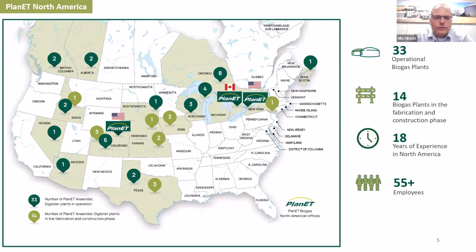So let's have a look at our footprint in North America and what we are doing in North America. We opened our doors in North America in 2006, and we have installations from coast to coast. Right now, 33 operational plants, 14 biogas plants in construction, and 3 subsidiaries in strategic locations in Colorado, New York, and Ontario. On top of that, we have more than 55 dedicated and well-trained staff to design, deliver, and service your projects in North America. If you have a project in North America, service technicians from us won't be far away.